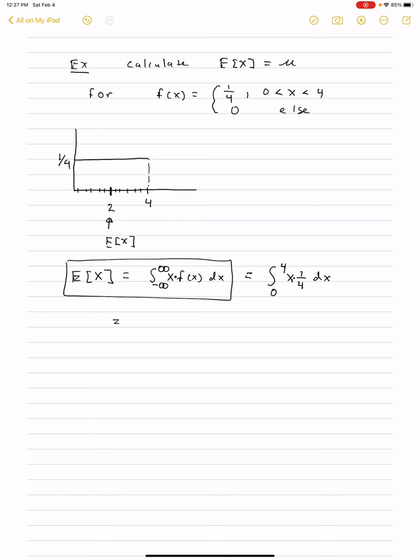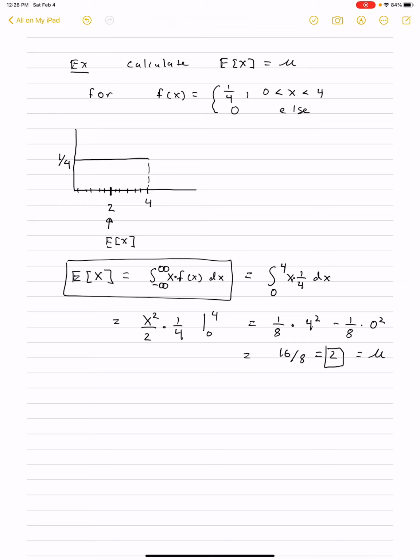We've seen how to anti-differentiate x. That'll be x squared over 2 times 1/4, integral from 0 to 4. So 1/8 times, we plug in the upper limit, we'll get 4 squared, minus 1/8 times the lower limit, 0 squared. So this will be 16 divided by 8, that's 2. Gave us exactly the right answer. Okay, so that is the mean, 2.